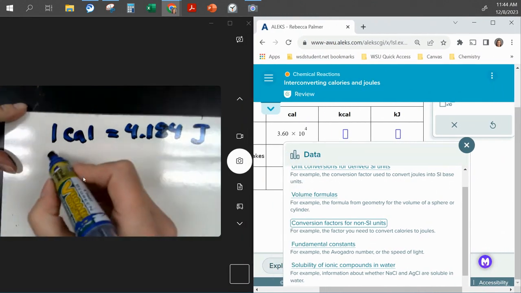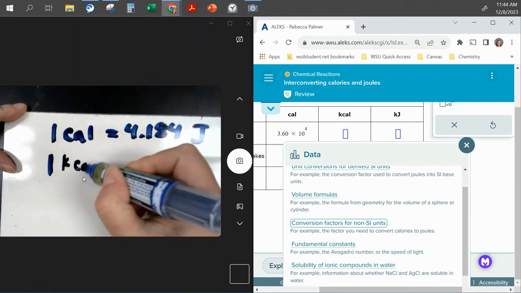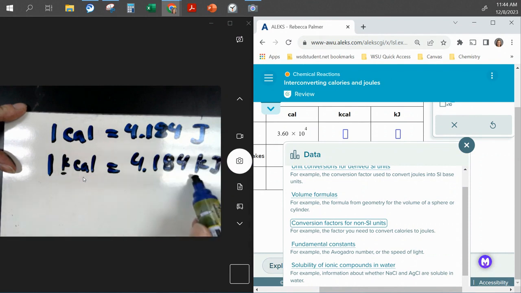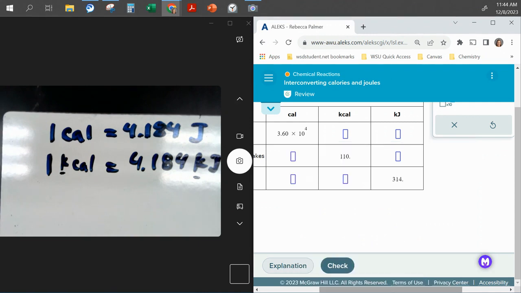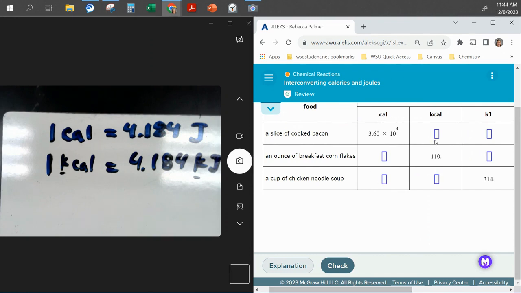The other thing that's really useful to see is 1 kilocalorie is the same as 4.184 kilojoules. So I just basically multiplied both sides by 1,000. That's all I did. So if I do it on both sides, it's fine. Okay, so let's go back to our conversion. So this first one, we have to go from calories to kilocalories. So this one, we're just changing how many zeros there are. So we need to divide by 1,000.